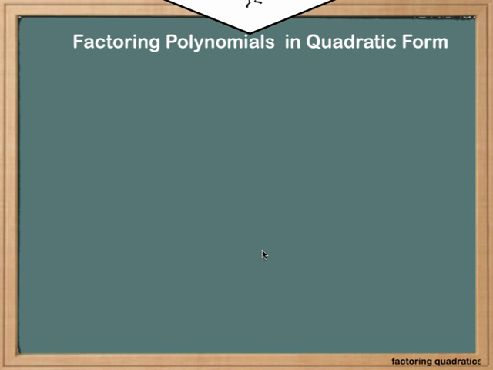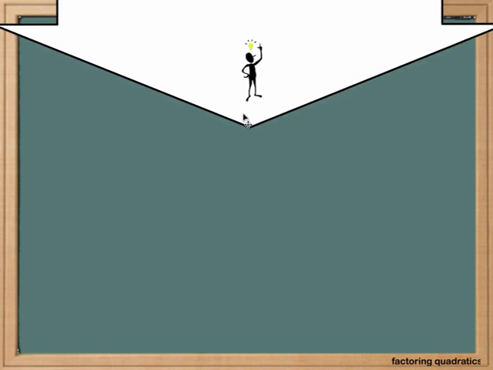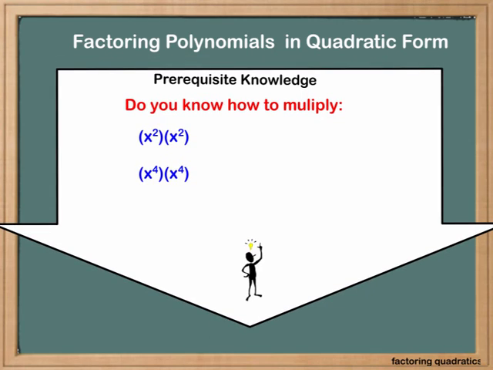Alright, so now we're going to talk about factoring polynomials that are quadratic in form. And before we get into that, I just want to remind you of some exponent rules that we've been talking about. So you'll remember in this first example, x squared times x squared.